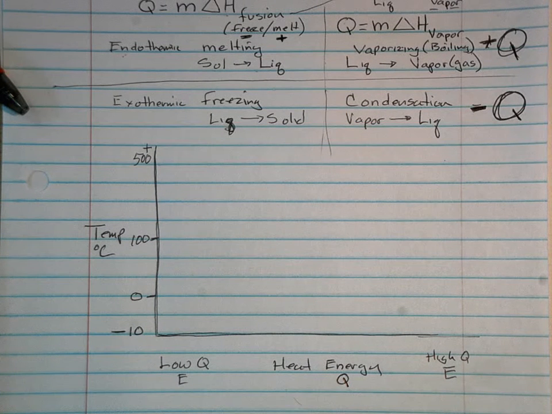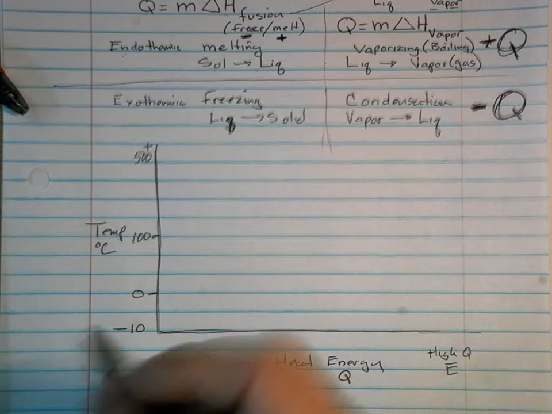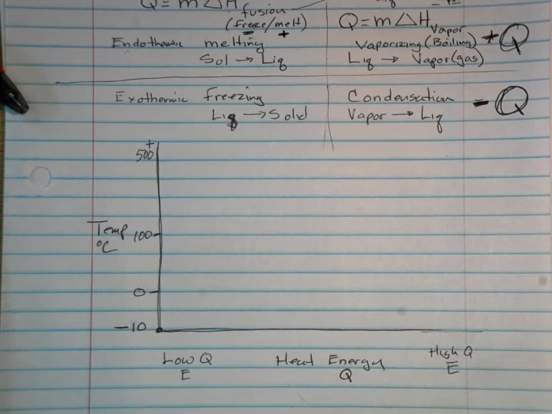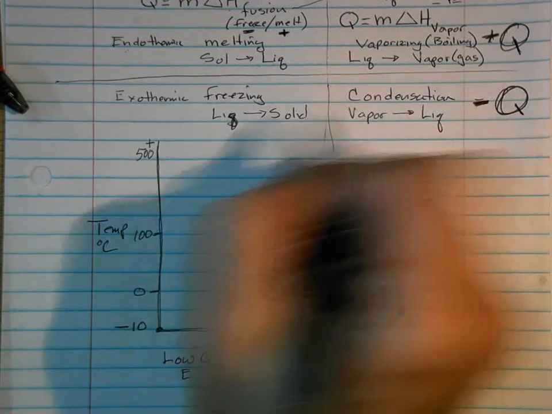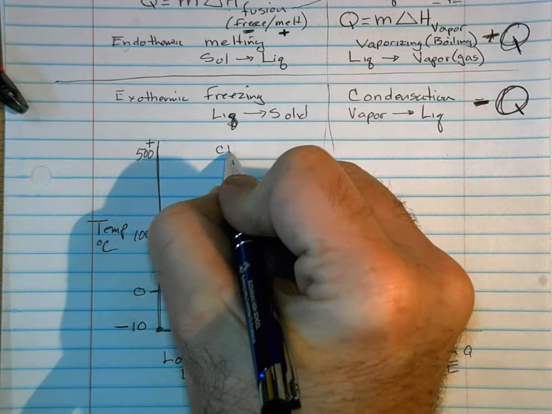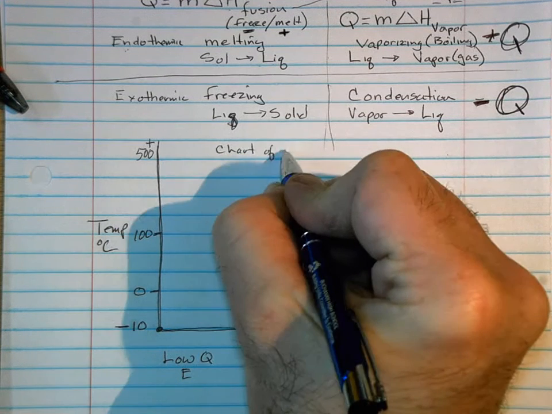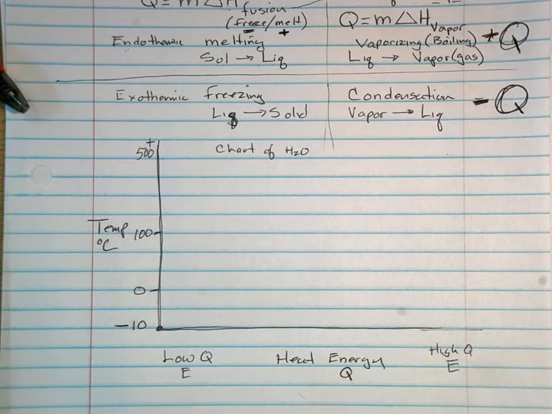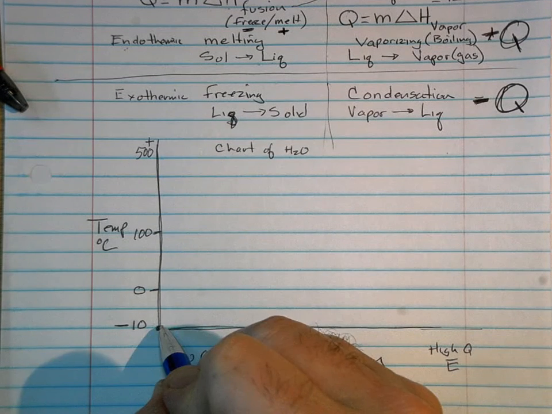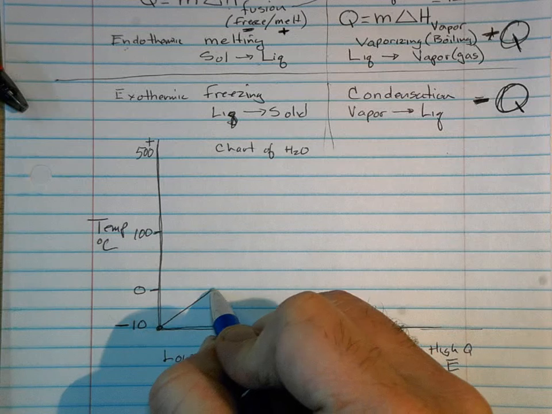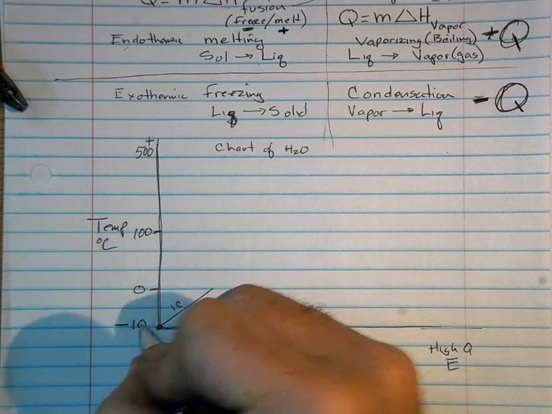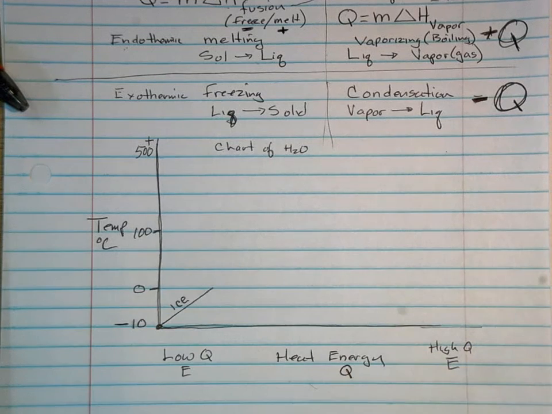So the first thing we're going to do, let's start right down here in the corner. Let's say we're working with ice. Let's label this chart of H2O. So we're going to start here, and let's just draw a nice little 45-degree line, roughly, something like that. We're going to label this ice, because we're between 0 and -10 degrees. If we have water, it is going to be frozen. Let me zoom in some more.